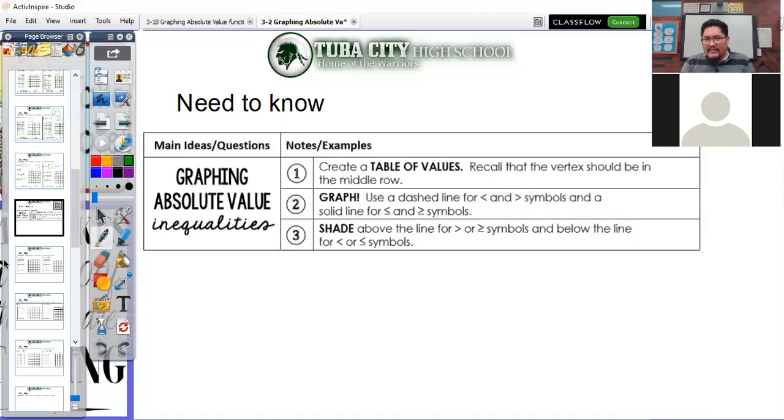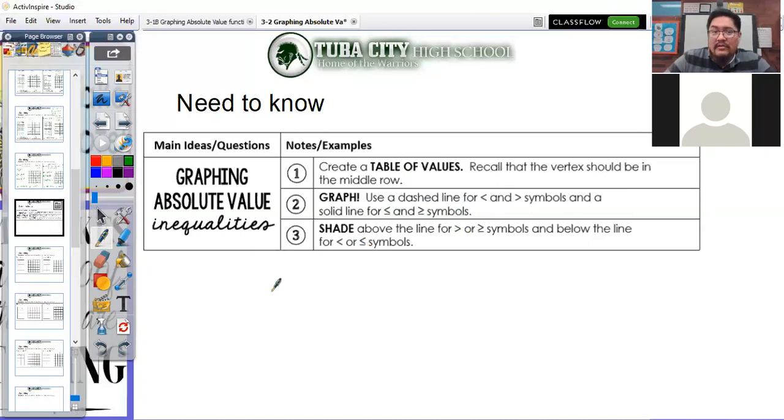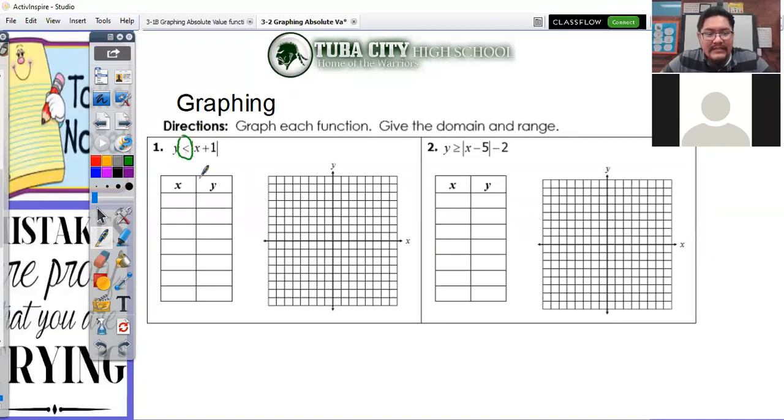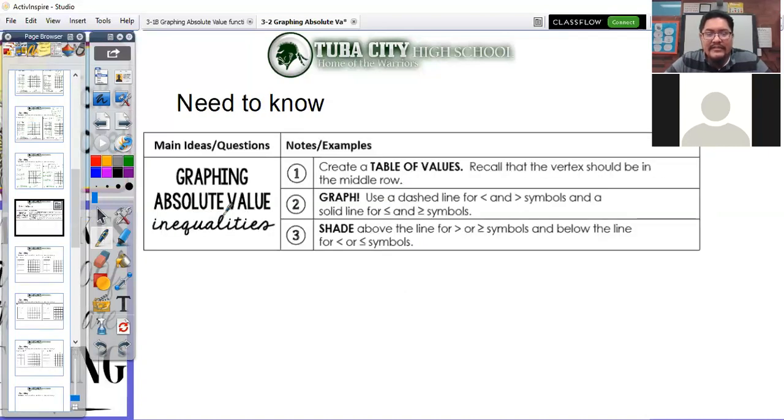But I also do want this to be covered, even if it's a lot of the same thing. You do the same thing for making the table of values. The only thing is you are going to use dashed lines and solid lines depending on what kind of inequality symbol you have. You're also going to shade above the line for greater thans and below the line for less thans. It's largely the same thing. The only thing that's different is that you're going to have to shade one side in. And like I said, we'll probably save that for tomorrow, and I'll make it extra credit so that way you can just watch the video.